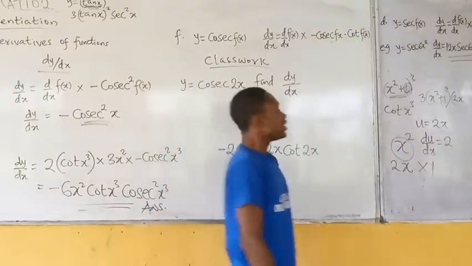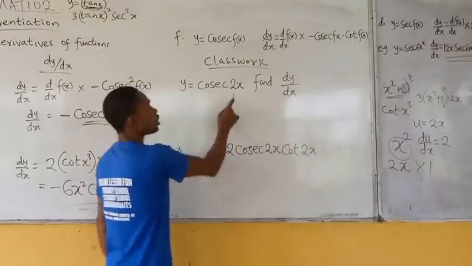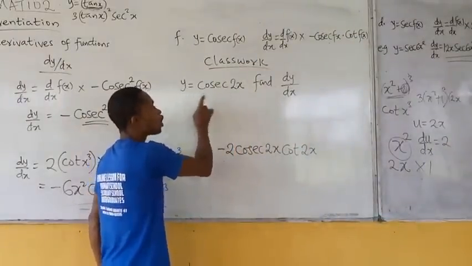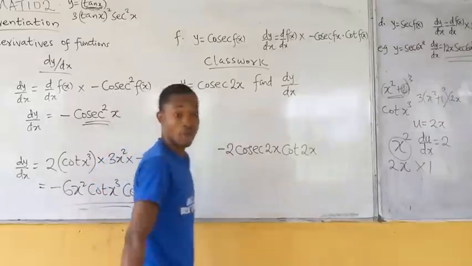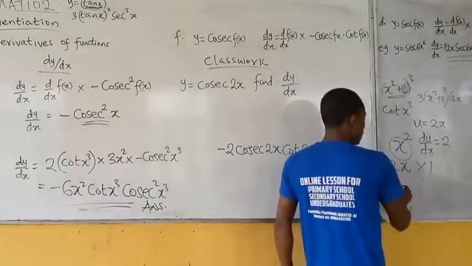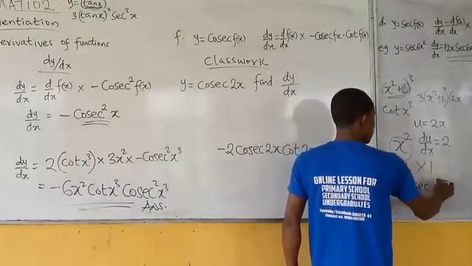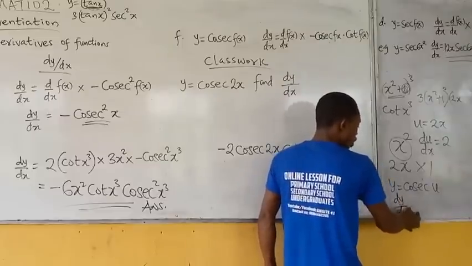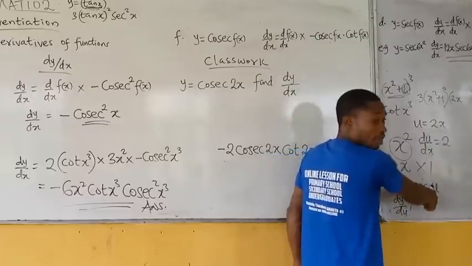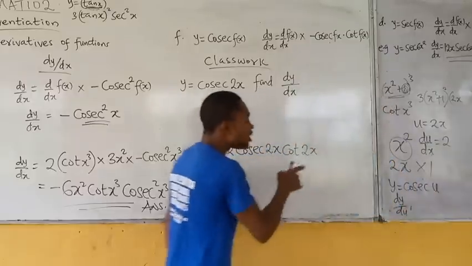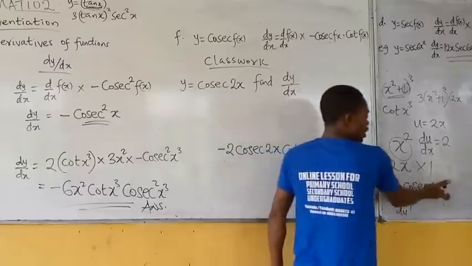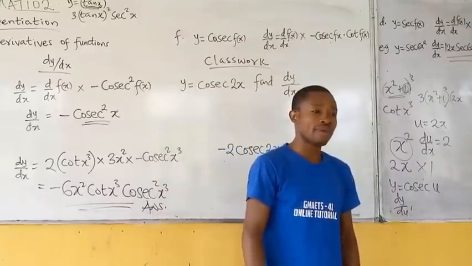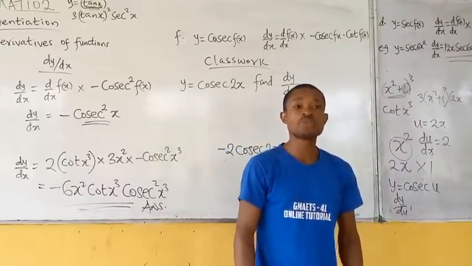Then if we call 2x u, it means that this whole thing, y, will now become cosec u. True or false? So if y is equal to cosec u, by standard, dy du, because y depends on what now? Which alphabet? U. Dy du, now you ask yourself, this is just cosec u. If you are reading your alphabet, when you get to u, how do you pronounce u?